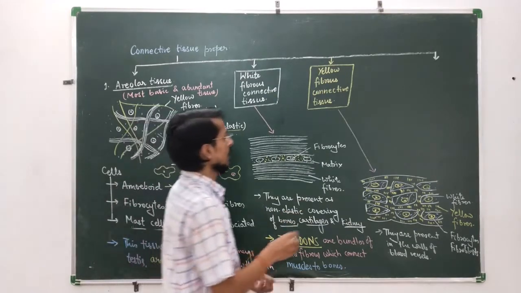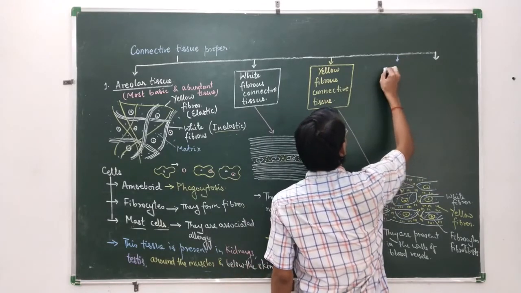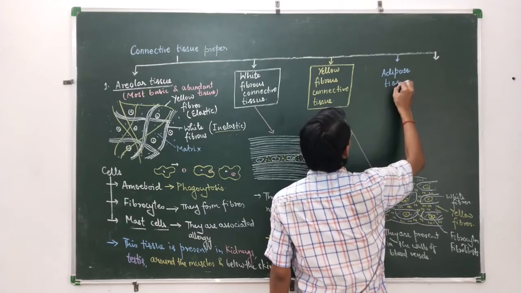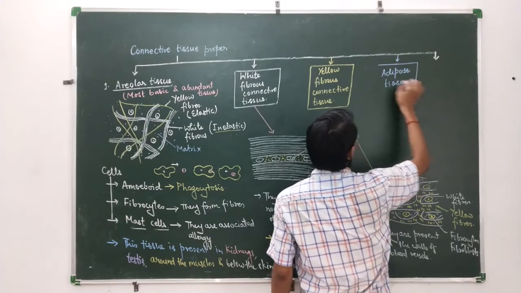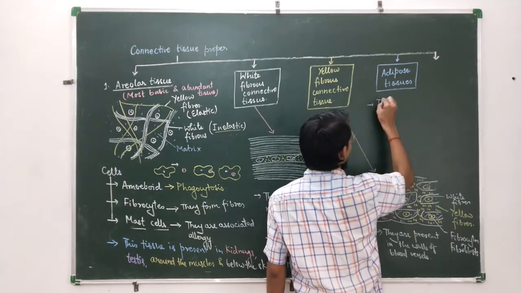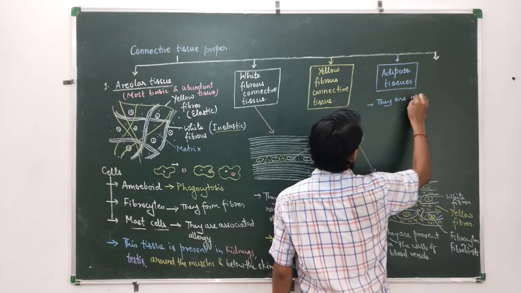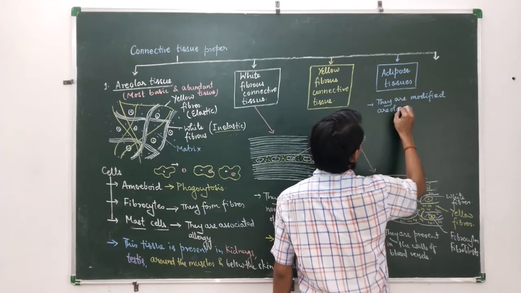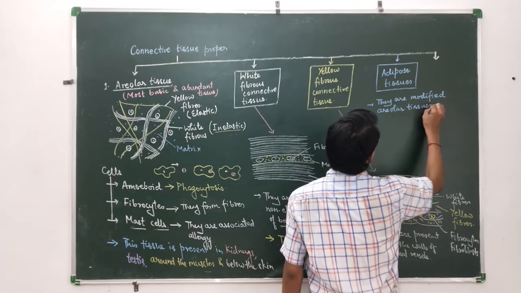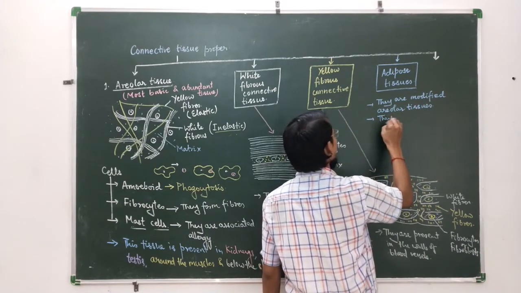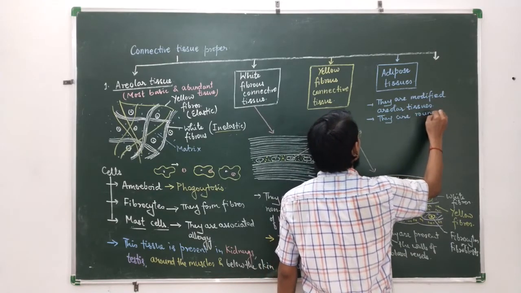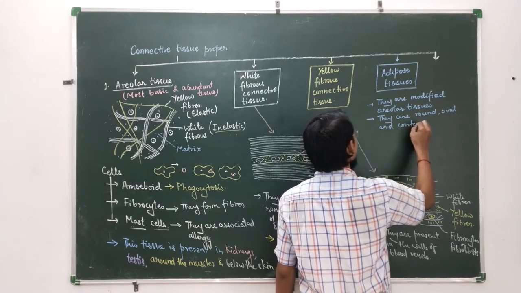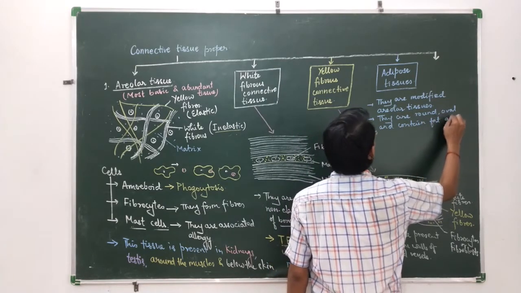Okay. The fourth category is adipose tissue. These are actually modified areolar tissues. They are round, oval, and contain fat globules.